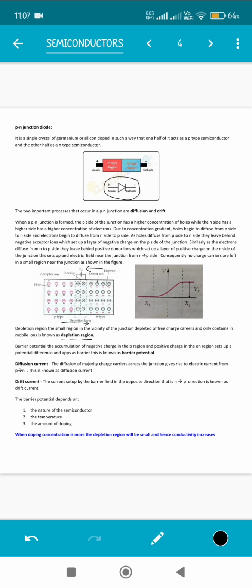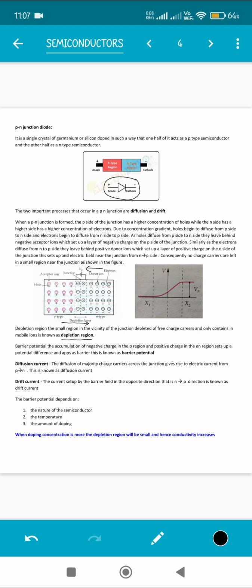The next topic is barrier potential. Let's see what it is. The accumulation of negative charge in the P region and the positive charge in the N region sets up a potential difference and acts as a barrier. This is known as barrier potential. There are slight mistakes in the PDF. Please make it okay. The negative charge is getting accumulated in the P region. We learned, right? The electrons will move from the N region towards the P region, and when the positive charges are moving towards the N region, because of this, what happens? A potential difference is created. So in the previous case, an electric field was set up.